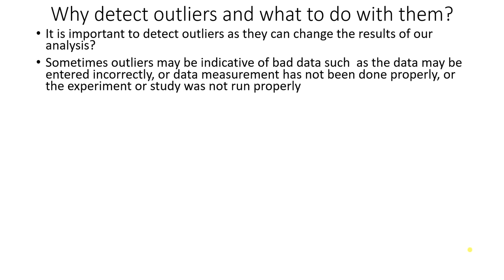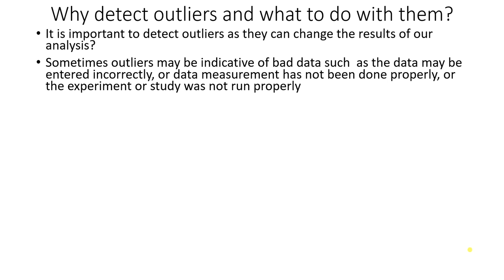And sometimes if outliers are present, what do they indicate? They may be indicative of bad data. For example, the data might have been entered incorrectly, so we can check the possibility whether it was entered incorrectly. It may indicate measurement errors, that the measurement of that particular data value has not been done properly, or the experiment or study was not run properly for that particular case, and therefore that case yielded a value which is deviant from the rest of the others.